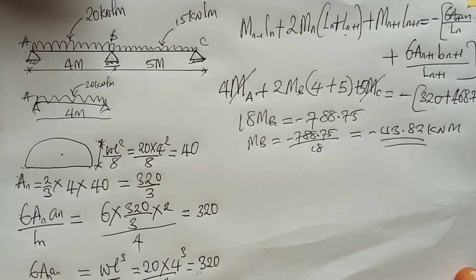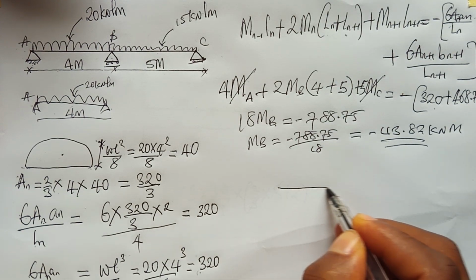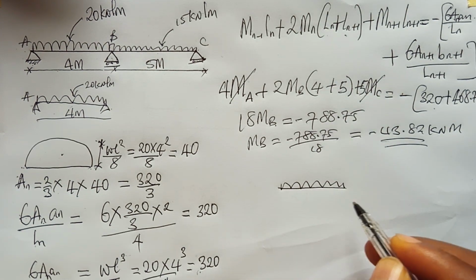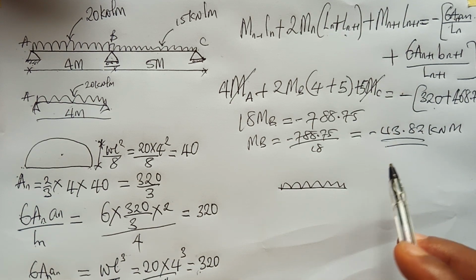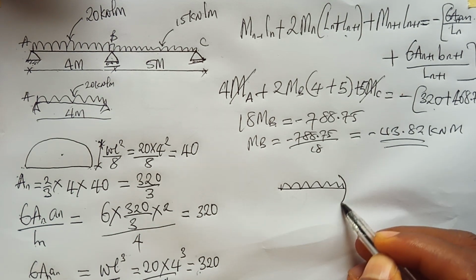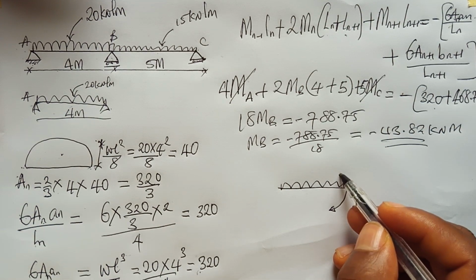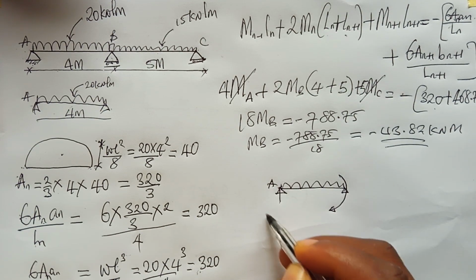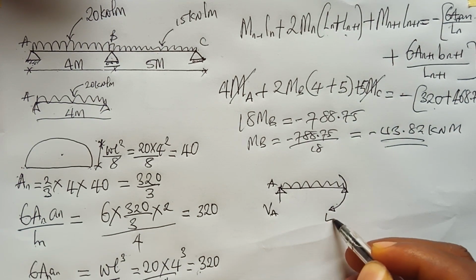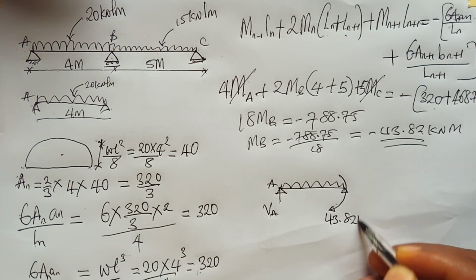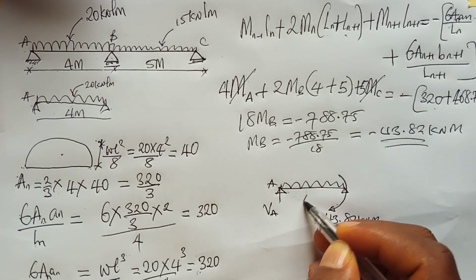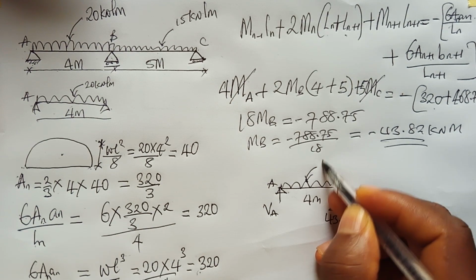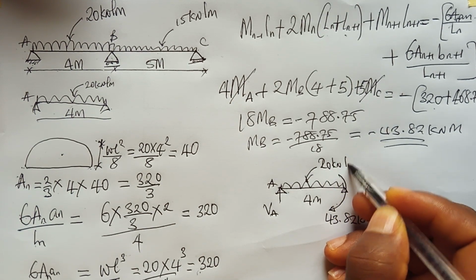And the problem also said that you should get the reaction at any of the supports. So considering the first span, you have something like this. Remember, since this moment is negative, it means that the arrow will be pointing downwards, something like this, instead of upward. So that is the interpretation. This is our point A, and the direction here you can call it VA. This moment here is 43.82 kilonewton meter, and the span is 4 meter. The magnitude of the UDL is 20 kilonewton per meter.